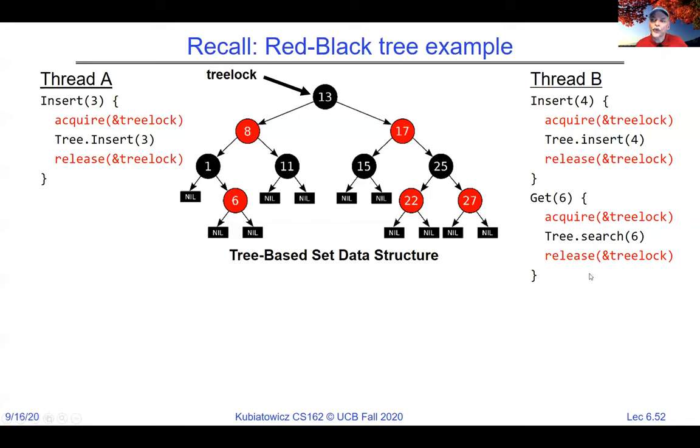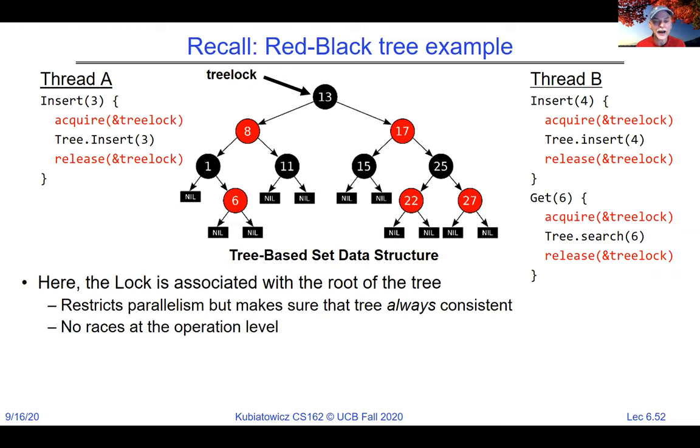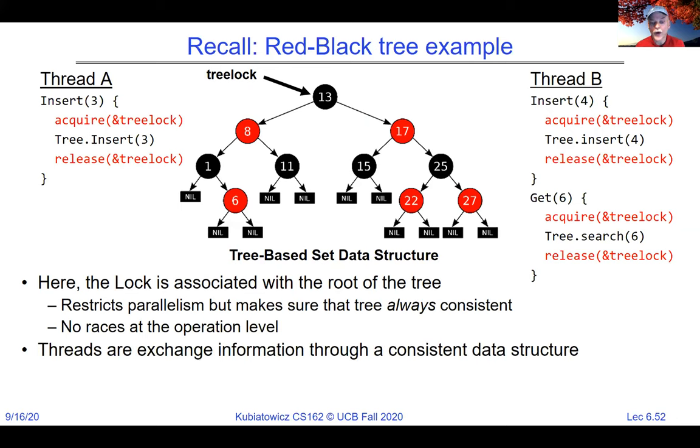Here, both threads are modifying and reading the tree, but the reason we have locking in here is to make sure the tree itself is always correct. So here the lock's associated with the root of the tree. There's no races at the operational level inside the tree. So threads are exchanging information through a consistent data structure. This is probably okay.